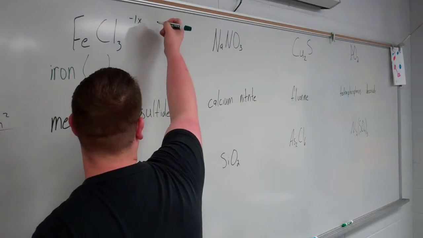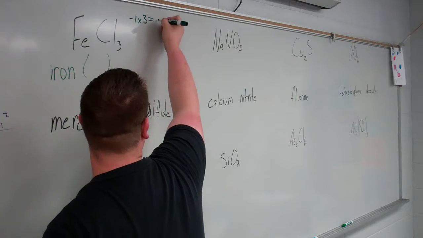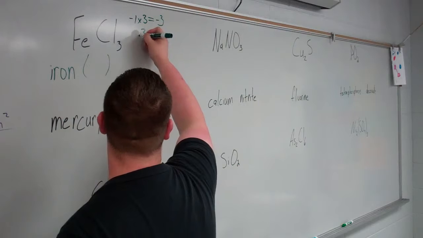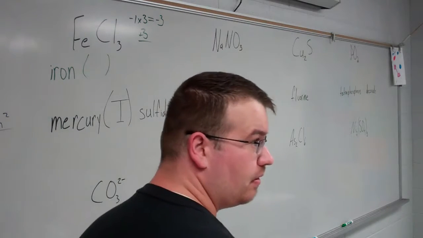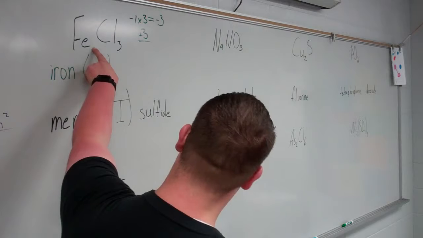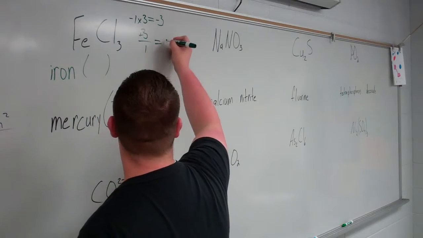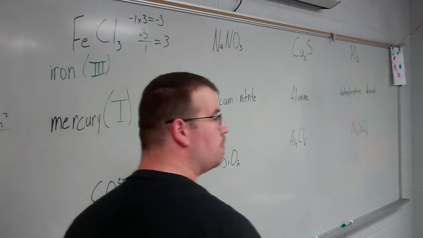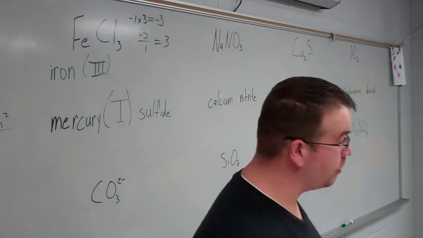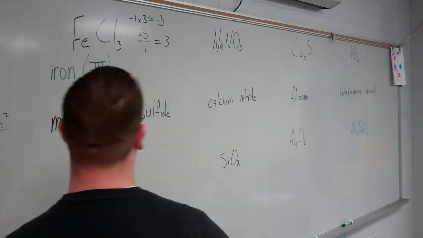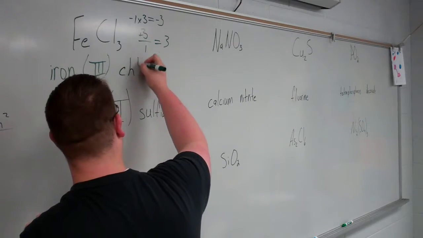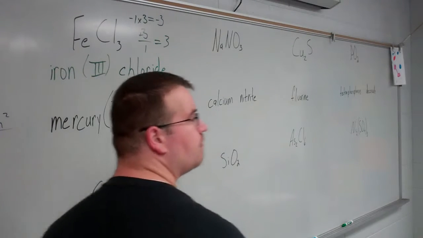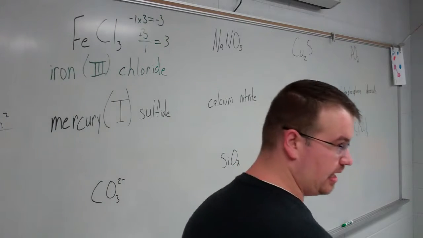How many do I have of them? 3. So -1 times 3 is -3. The irons have to equal a +3. How many of those irons do I have? 1. So it's 3. Iron 3, and it must be within parentheses, and it must be a Roman numeral. And then the second part, name the anion: chloride. We just took the ending off of chlorine and added IDE to the end.